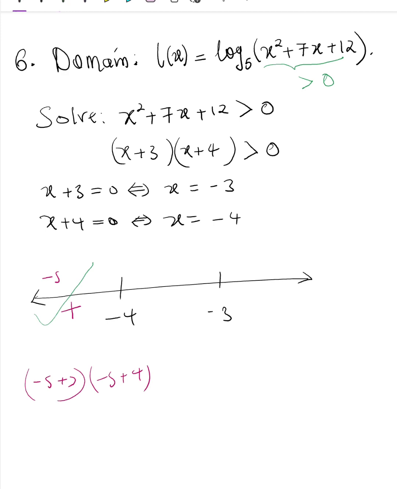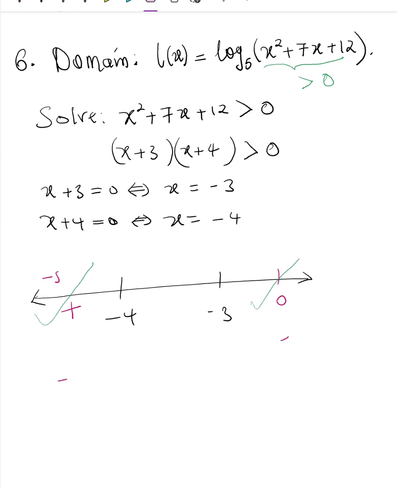Similarly, if I pick a value that is greater than negative 3, say I pick 0 here, I have 0 plus 3 and 0 plus 4, which is some positive number. So a positive number is greater than 0. So that is plus.